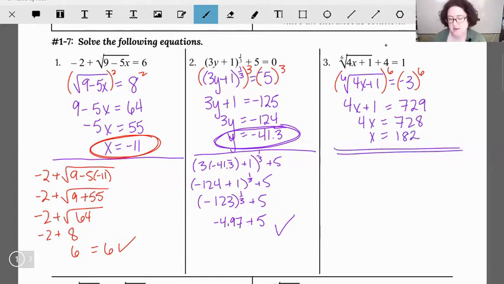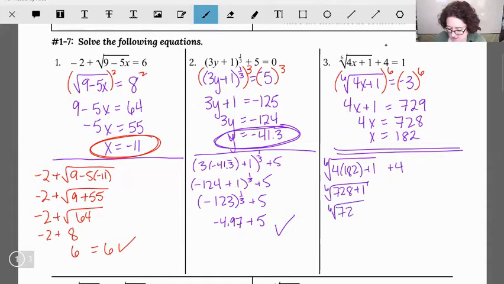So let's plug that back in and check our work. So we have 6th root of 4 times 182 plus 1 plus 4, and the whole thing's supposed to come out to negative 1 eventually. Now I know 4 times 182, that's the 728. I don't need to go back to the calculator to do that. And that gives me the 6th root of 729 plus 4. And I already know that the 6th root of 729, well, wait a second. When I plug that in my calculator, I don't get out a negative 3. I get out a positive 3.